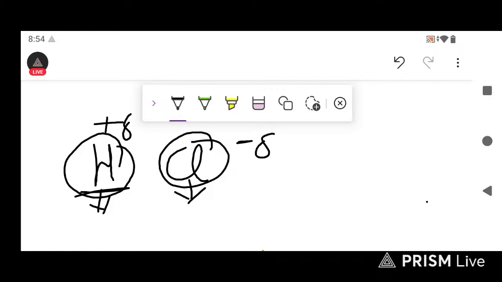Why are they created between them? Because in a bond, the atom with more electronegativity carries the partial negative charge, while the atom with less electronegativity carries the partial positive charge. So in this example, hydrogen is less electronegative, so it carries partial positive charge, while chlorine is more electronegative, so it carries the partial negative charge. The shared electron pair shifts towards the more electronegative atom. You know that chlorine is more electronegative.